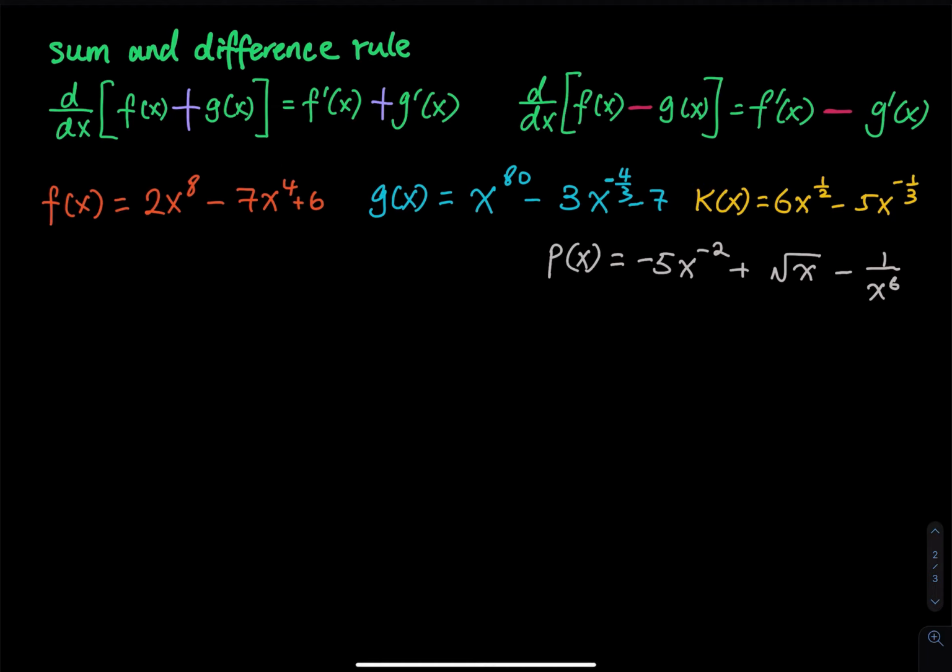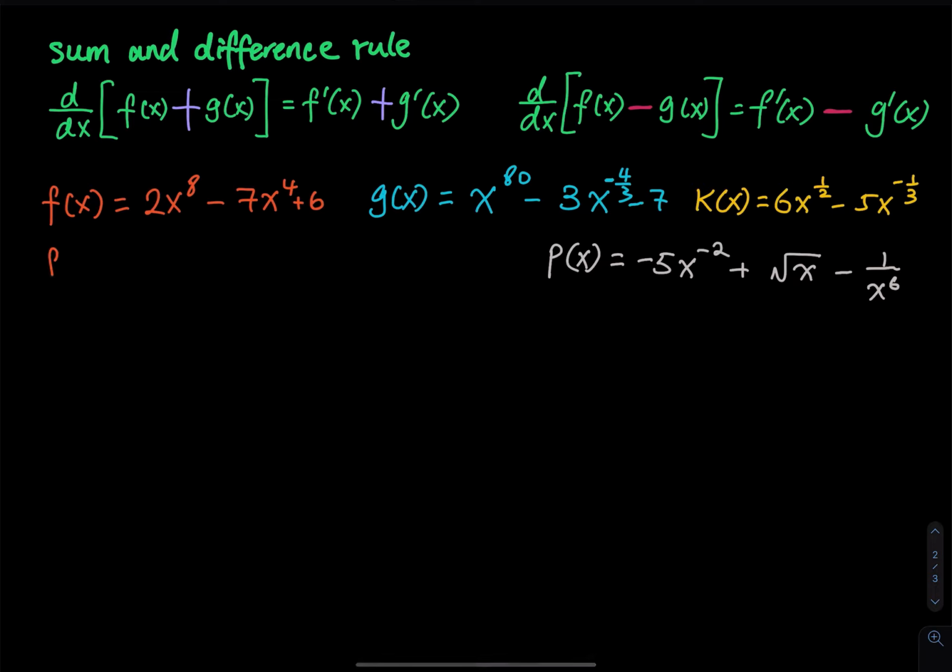So for the sum and difference rule, if you are adding up two functions, just like adding up two terms, that means you find the derivative of each term. If you are subtracting these two terms, then you find the derivative of each individual term, and then you subtract them. The one thing that you have to be careful about is to pay attention to the sign, especially if there are tons of minuses in one function.